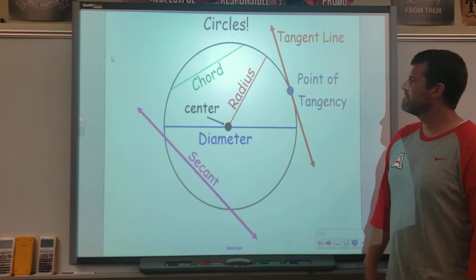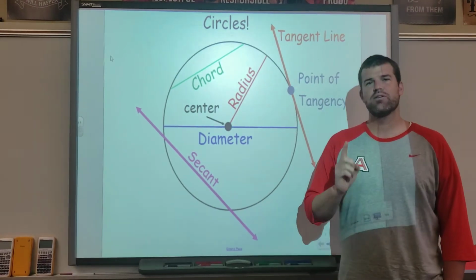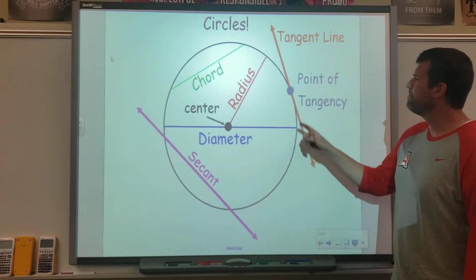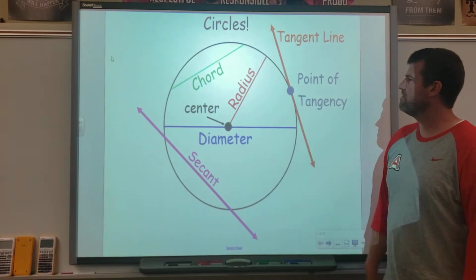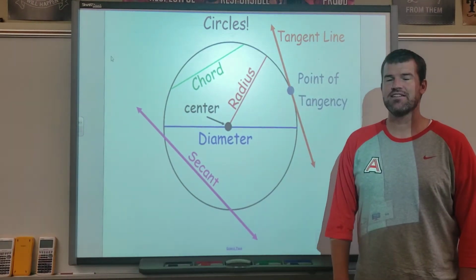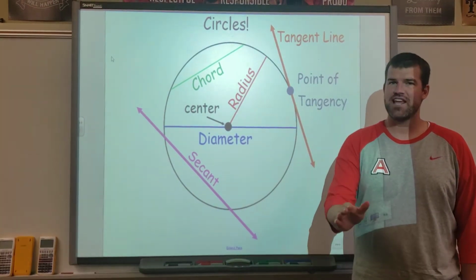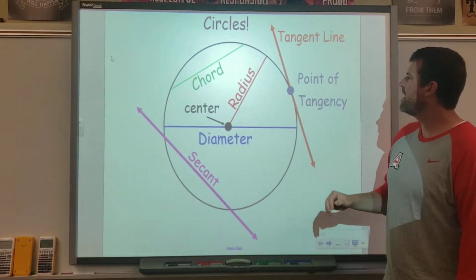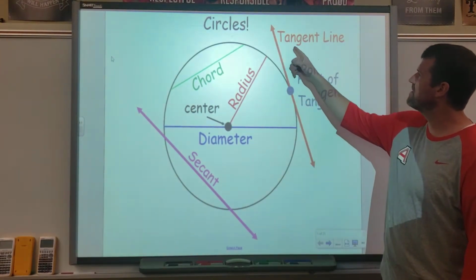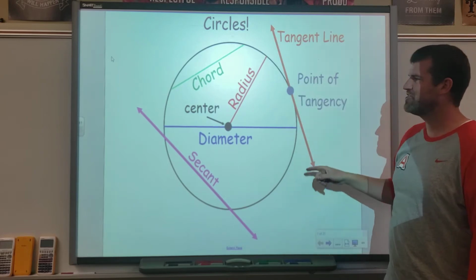And then we have this other line that only touches the circle in one point. The point where it touches is called the point of tangency, different than the tangent we've been doing with trig. But it's called the point of tangency because we call this line a tangent line.